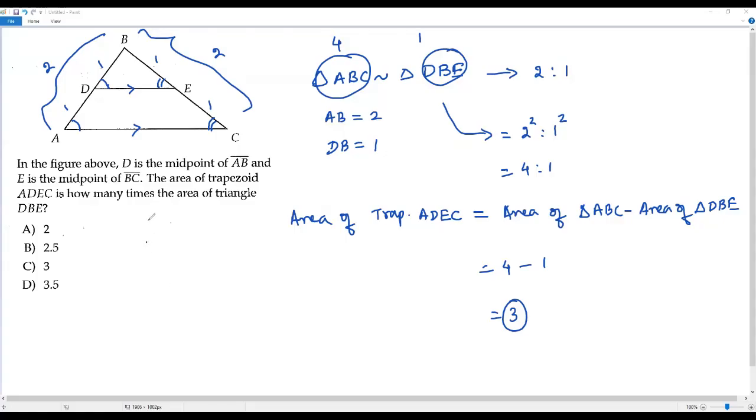Our aim is to find how many times the area of trapezoid ADEC is the area of the smaller triangle DBE. Already we know that the area of the smaller triangle is 1 and the area of the trapezoid ADEC, we got it now, that is 3. So clearly the area of trapezoid ADEC is 3 times the area of the smaller triangle DBE. We find 3 in answer choice C. The correct answer choice for this question is C.